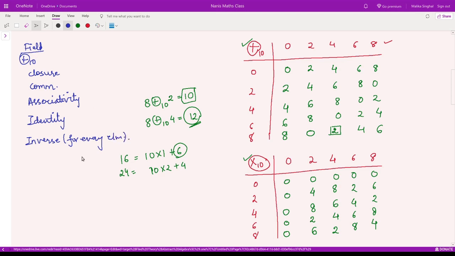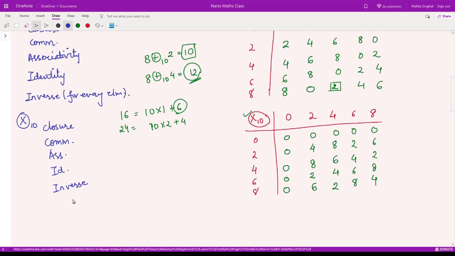So let us do that here, and similarly you have to check these properties for multiplication modulo 10 as well. So we'll check the closure property, the commutative property, the associative property, the identity, and the inverse, right? And in addition to these properties, we'll also check whether the distributive property holds or not. If all these properties hold, then we can say that this is a field, right? So let us get started. First of all, we have to check the closure property.